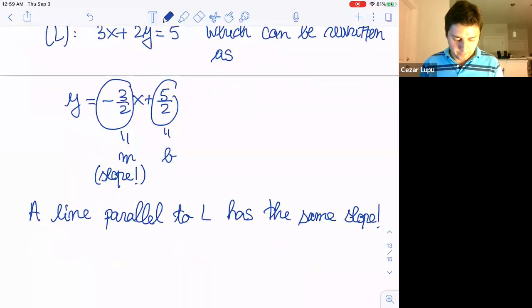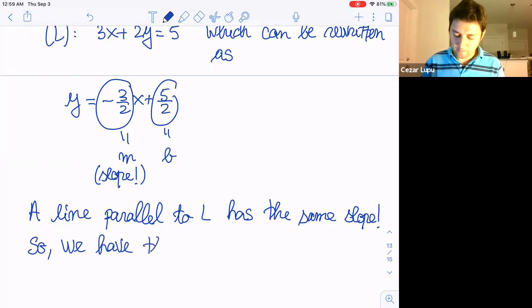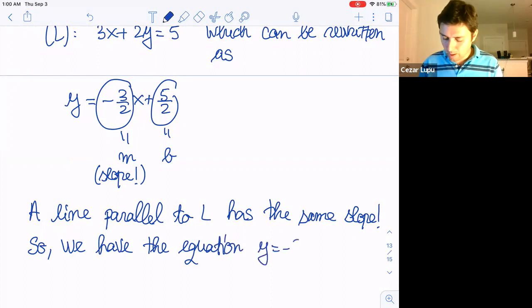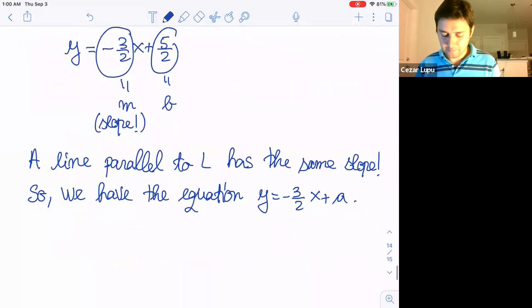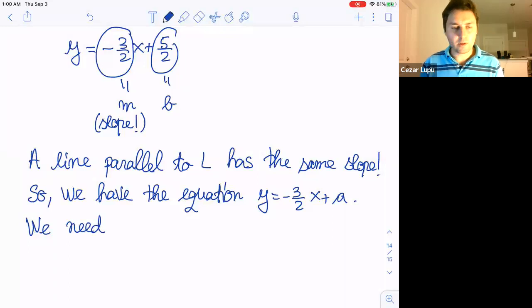So in this case, this line, we have the equation y equals negative 3/2 times x plus, let's say a. Well, we need to find this a. But now we do the same thing as we did for the first one.